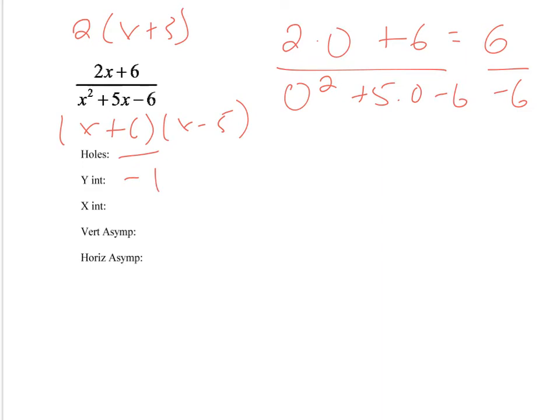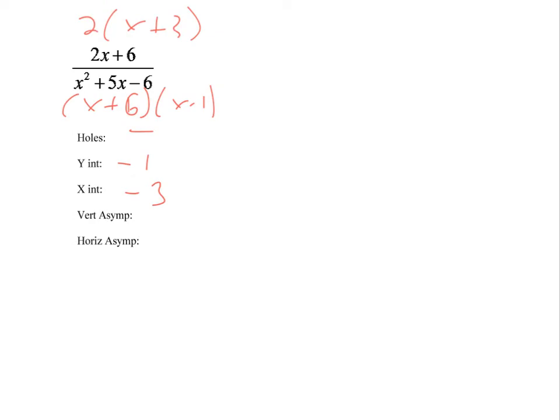My x-intercept is when the numerator is going to be 0, so I set 2x plus 6 equal to 0. Solve that for x. I'm going to get 2x is equal to negative 6, so x equals negative 3. So my x-intercept is negative 3. I only have one root.